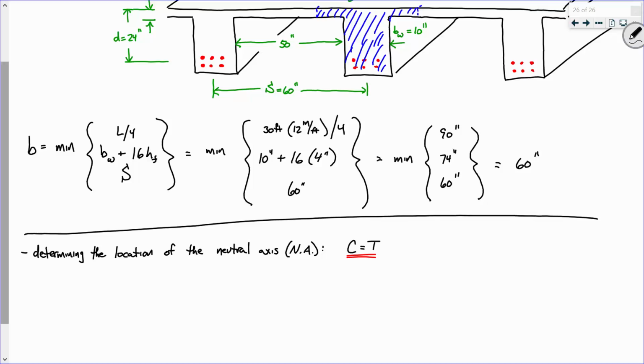So we'll put that over here. All right? So we'll say T equals AsFy. Sound good? Now, how do we determine the compressive force? Not the moment, compressive force. How do we determine that? How did we do it before? Okay, we had... There you go. It was 0.85 f'c times a b.